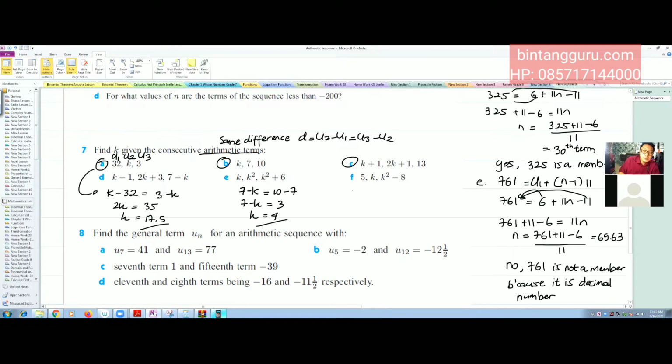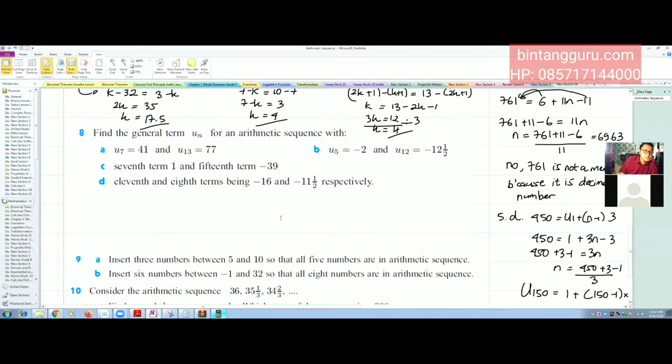C is also similar. 2K plus 1 minus K plus 1 equals 13 minus 2K plus 1. So this is 2K minus K, K, and 1 minus 1, 0. So this is 13 minus 2K minus, so we put the minus into the bracket. So this is 3K equals 13 minus 1, 12. So K will be 12 divided by 3, which is 4. Is there any question for A, B, C? No. Okay, I think it's easy.